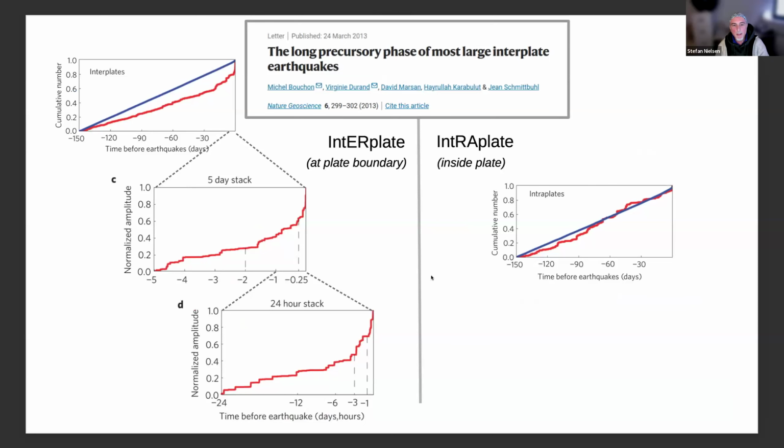Okay, so there's also something that made me think a lot, which is that there seems to be a very long precursory phase on interplate earthquakes. But on the other hand, it's not that long for intraplate earthquakes. This is the work by Bouchon et al. in 2013. So there's this acceleration, which can be shown in the cumulative seismic moment that is released, or also in the number of earthquakes before the main event.